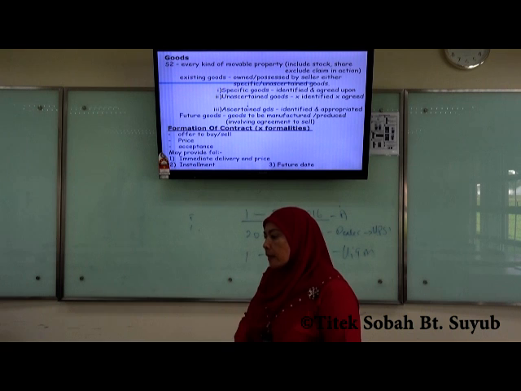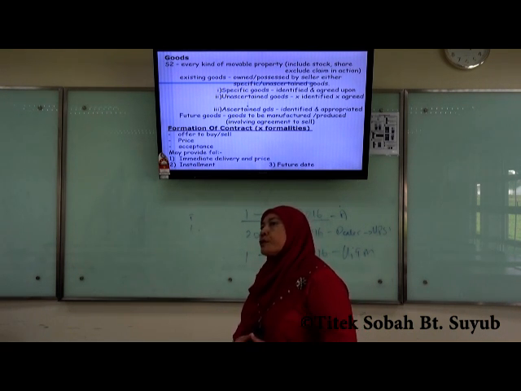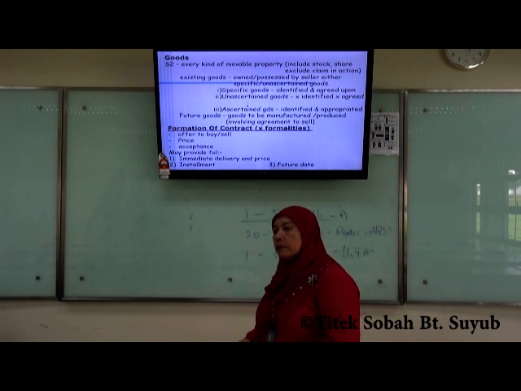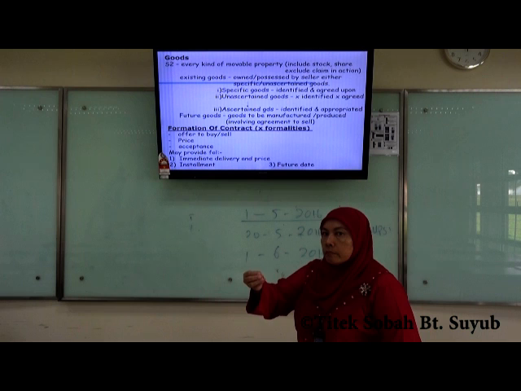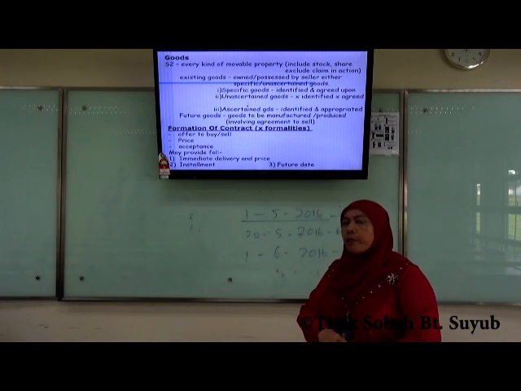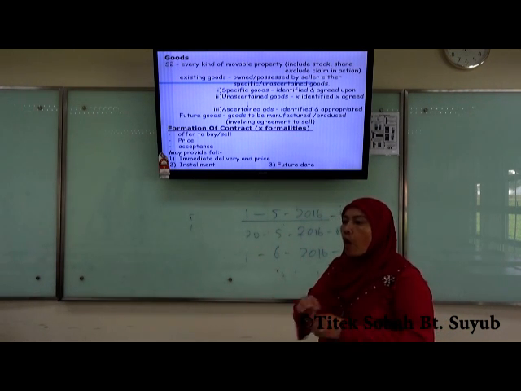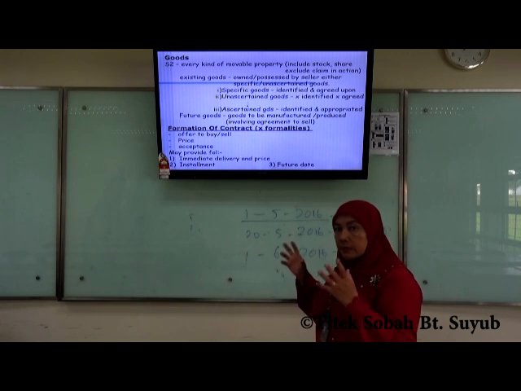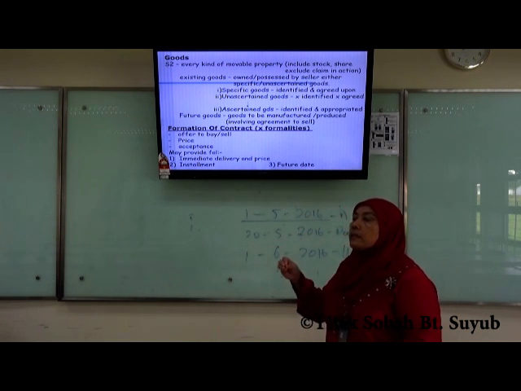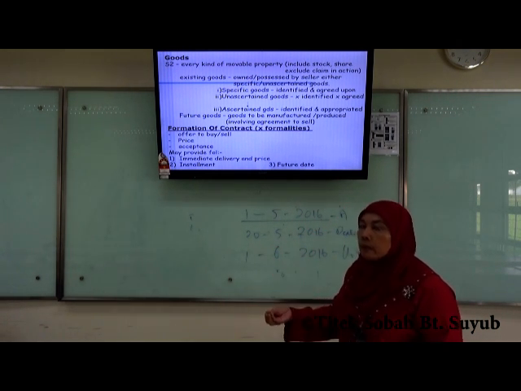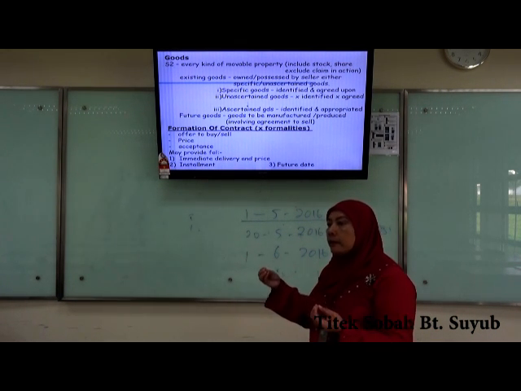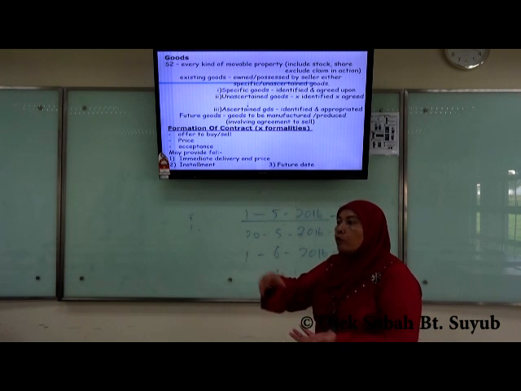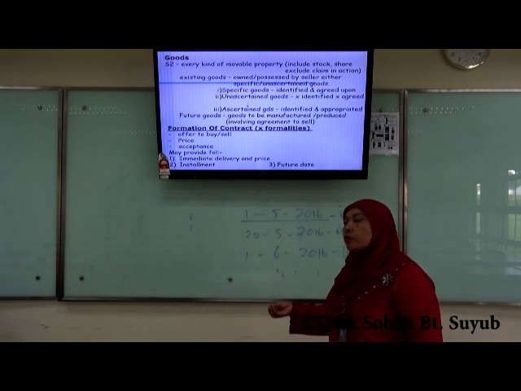So let's say I wanted to buy a Causeway product. I ordered this Causeway product from the dealer. I want to buy a lipstick. Causeway has a lot of products in their warehouse. So all these products at the warehouse are existing goods and unascertained goods. Why unascertained? Because all the products are there and they are not identified by the buyer yet. The buyer does not know which one the buyer actually wants to buy.